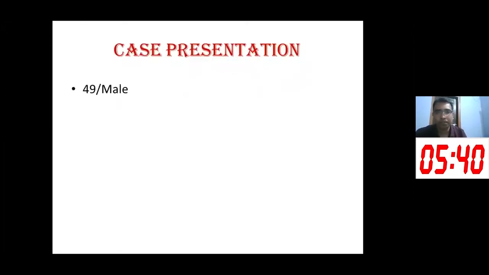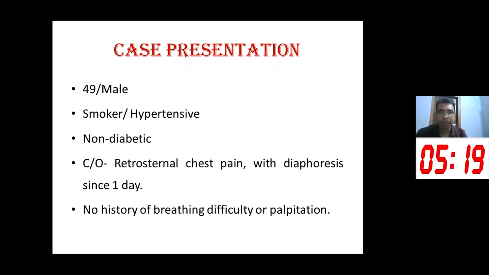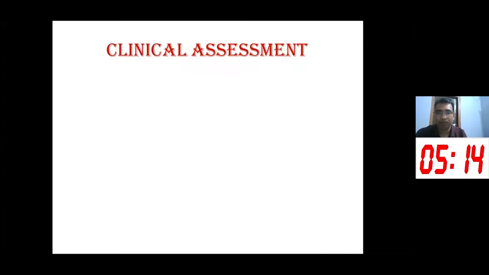So my case is a 49-year-old male patient who is a smoker and hypertensive, but non-diabetic. He presented to us in the emergency with a one-day history of retrosternal chest pain associated with excessive diaphoresis. In the last 1 day, he was having intermittent chest pain. There was no history of any breathing difficulty or palpitation.